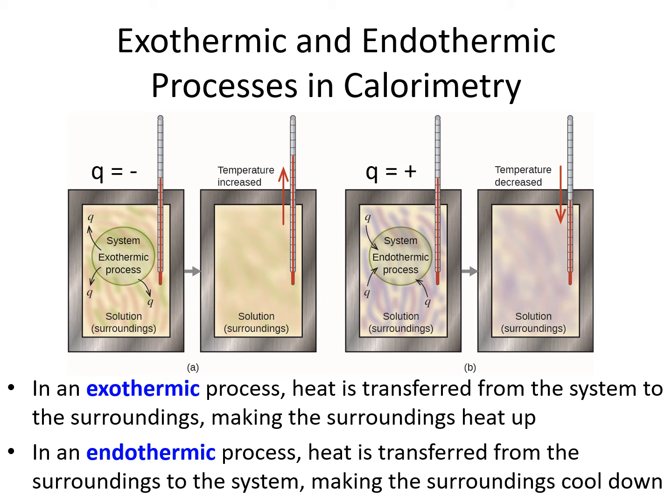In an endothermic process, heat goes from the surroundings into the system. Endo means into. Heat is going into the system and it's going away from the surroundings. So the surroundings get colder. You should see your thermometer level dropping for an endothermic process.